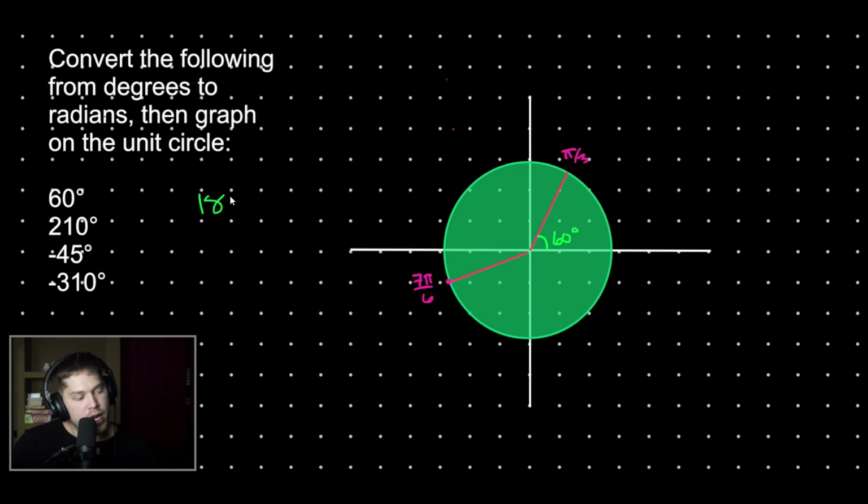We know that 180 degrees is to pi as negative 45 degrees is to some unknown value x. And we can just cross multiply to again get negative 45 degrees times pi is going to be equal to 180 degrees times x.